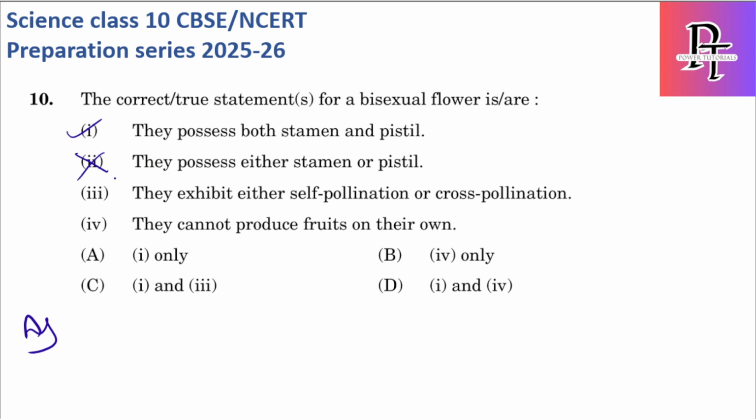They exhibit self-pollination, cross-pollination. Yes, correct. They cannot produce fruits and flowers on their own. False. They can produce because they have both. So the only option is 1 and 3, which is C. Okay. Next, move to the 11th one.